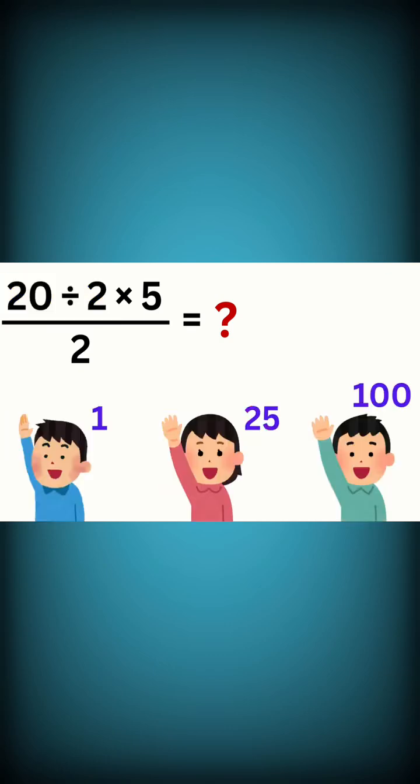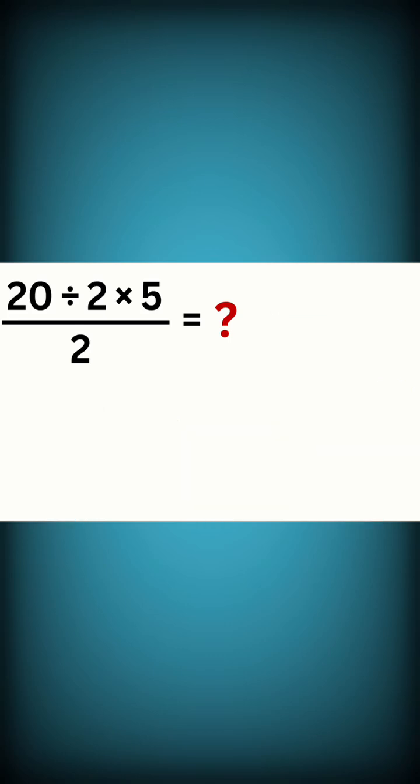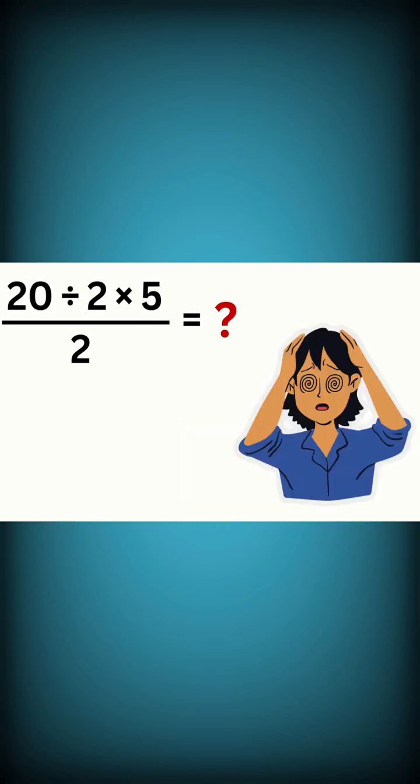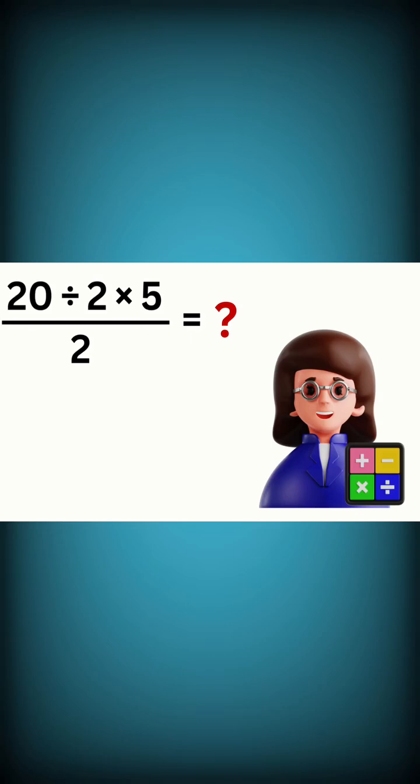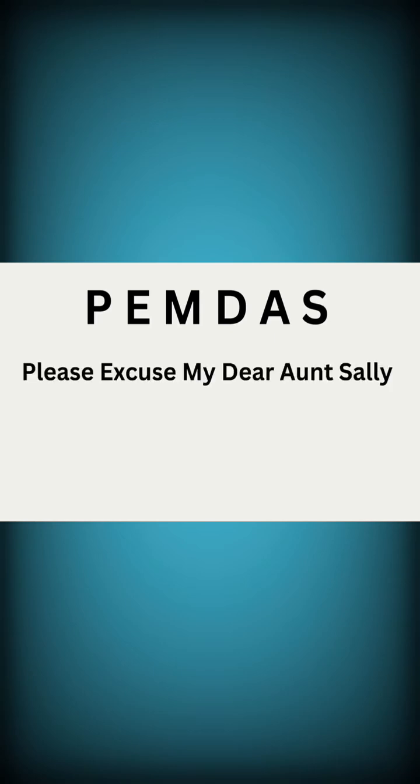Well, imagine if different people did the same problem in different orders. One might do multiplication first, another might do division first, another might go from right to left instead of left to right. If everyone did their own thing, math would become chaotic. So mathematicians agreed, long ago, on a universal rule for the correct order in which operations must be performed. That rule is called PEMDAS, and it is remembered by a funny little phrase: "Please excuse my dear Aunt Sally."